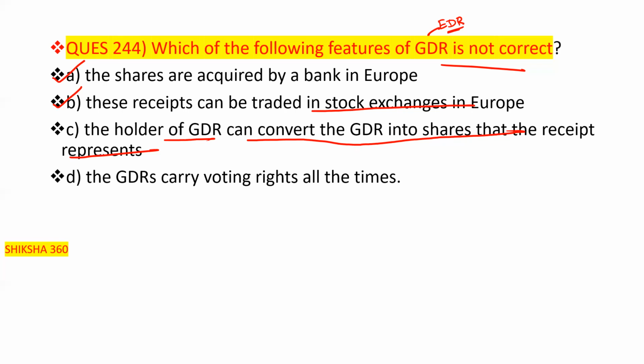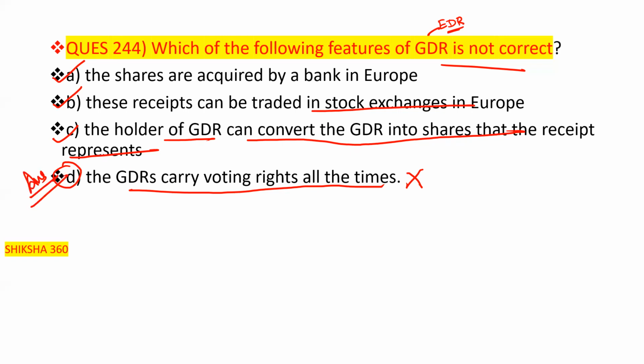So option number D is that the GDRs carry voting rights all the time. This is not correct. Clear? The question is, which one of the following is not correct? So option number D is not correct. So option number D is the answer.